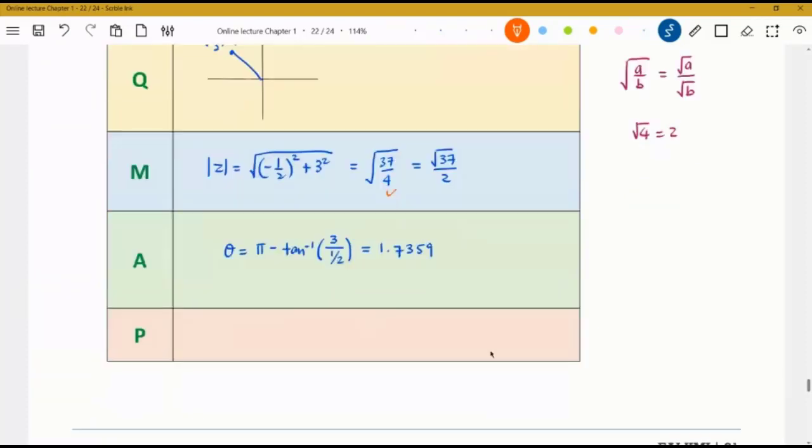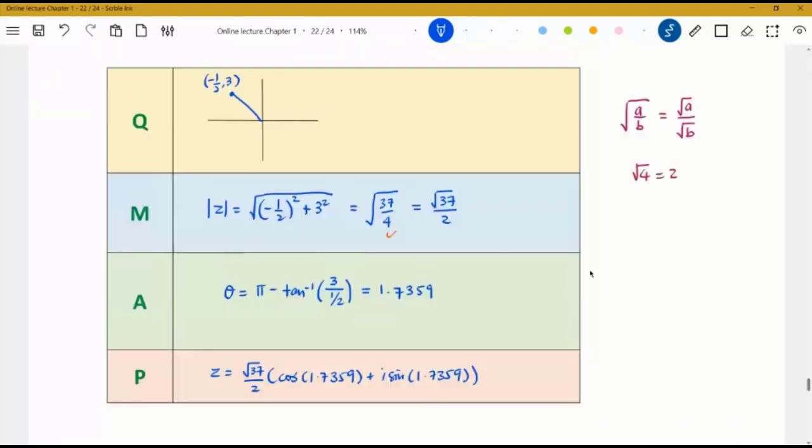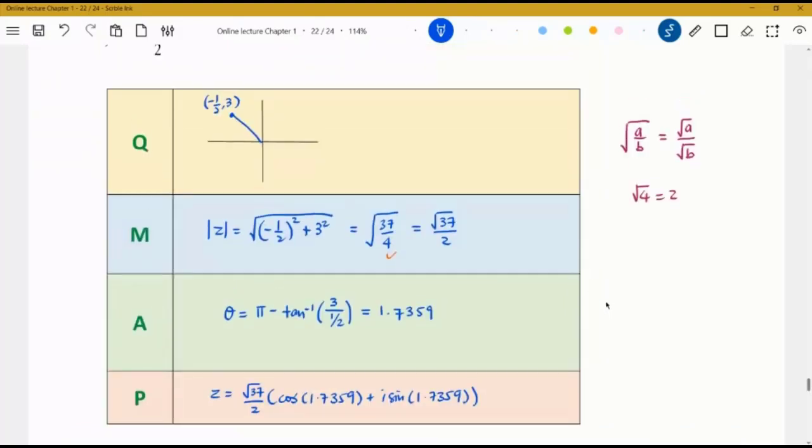Okay. So now we have to put everything into the polar form. So z should be square root of 37 over 2 cos 1.7359 plus i sin 1.7359. So that's your polar form for part D. We have two last examples and then that's it for today.